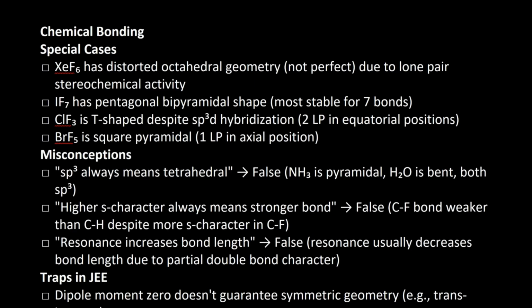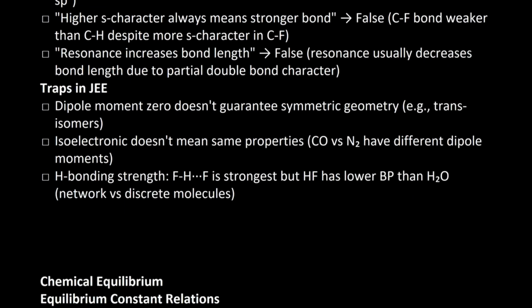These are the special cases in chemical bonding. XeF6 has a distorted octahedral geometry due to the stereochemically active lone pair, and IF7 has a pentagonal bipyramidal shape, and ClF3 has a T shape, and BrF5 has a square pyramidal shape. So these are some special cases. It's better to remember them.